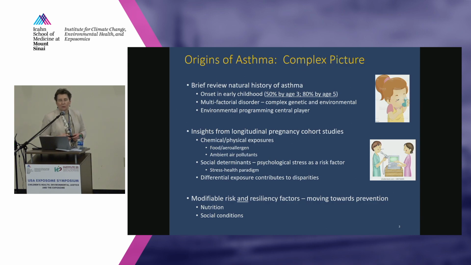Asthma starts very early in life. About 50% manifests by age 3 years. It's getting younger and younger as we see more people living in worse and worse environments that are driving that, and about 80% by age 5. So we know there's something, as Matt already indicated in his talk, that starts very early in life.